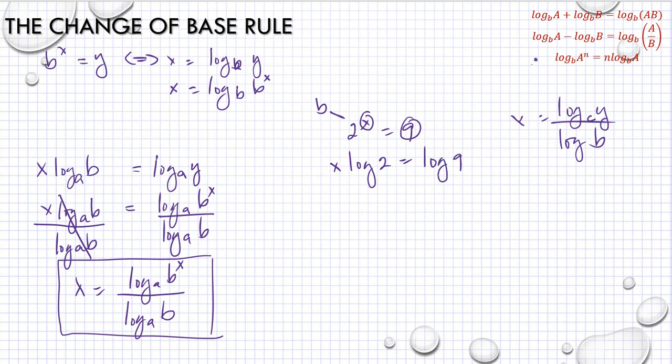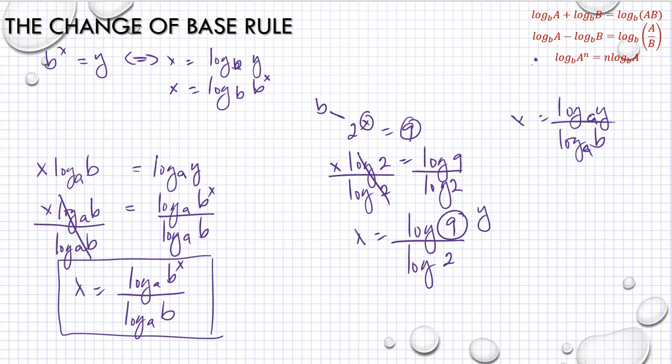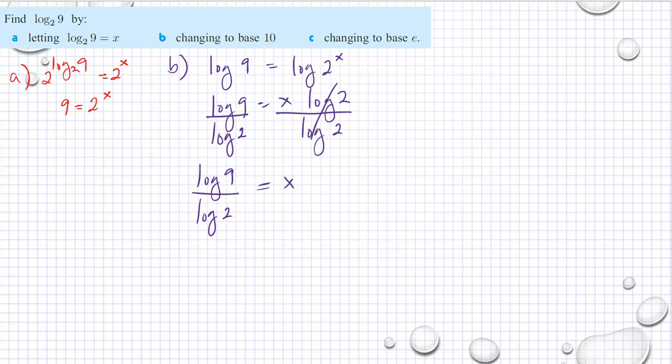Now we have the same base, a and a, but here we have 10. Then if we divide both sides of the equation by logarithm of 2, we have x is equal to logarithm of 9 divided by logarithm of 2. This one is our y here, and this one is our b there. This is our y. Okay.